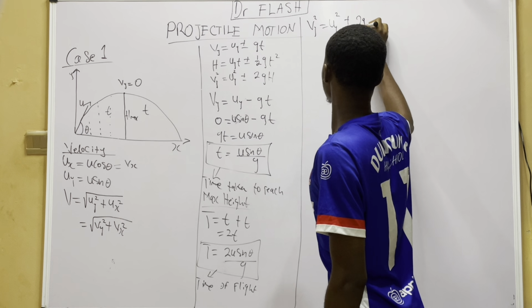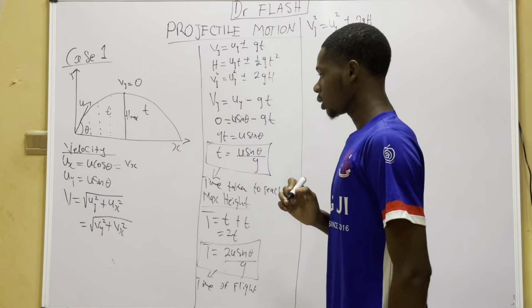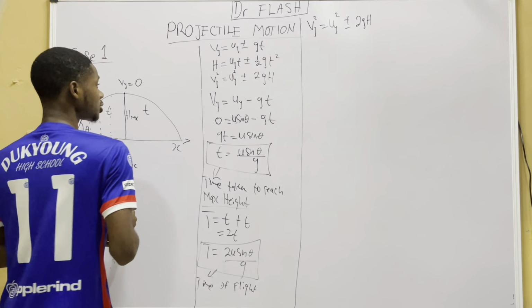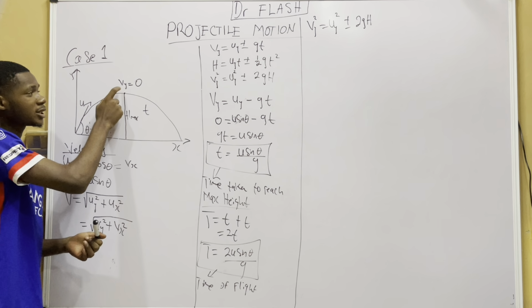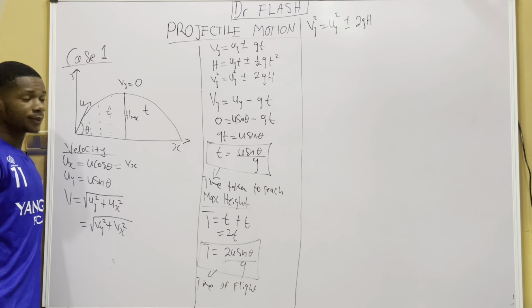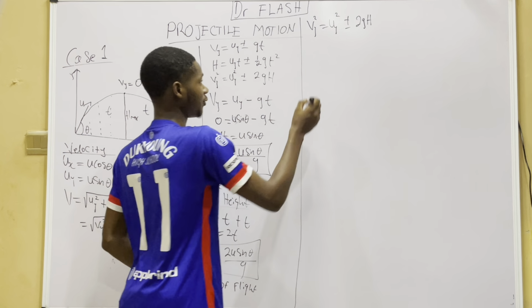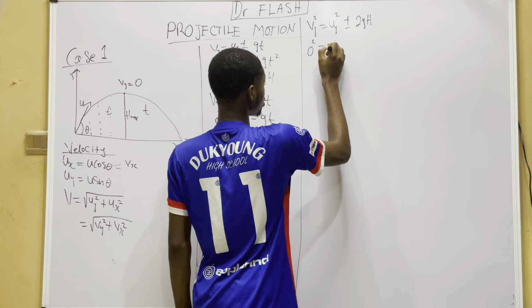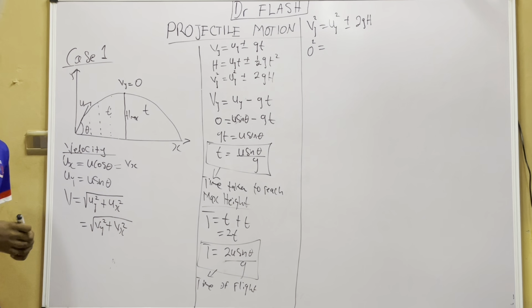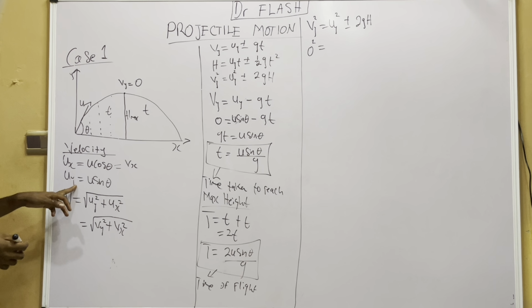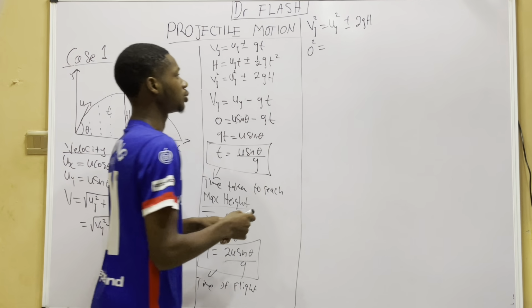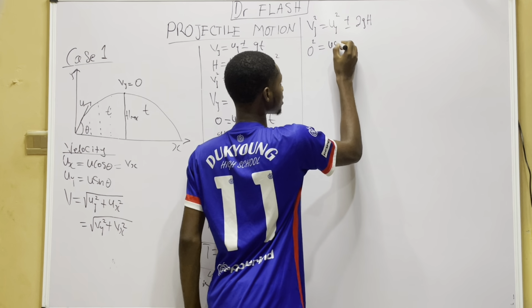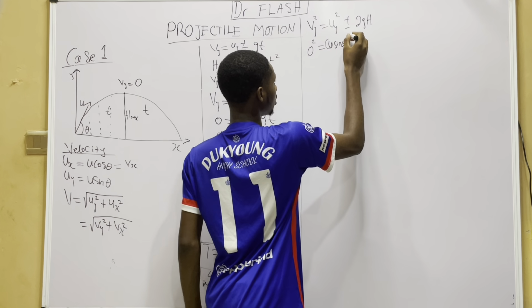Now, what are the conditions for maximum height? This is the maximum height. What are the conditions? In this case, vy is equal to 0. So I'm going to have 0 squared equals, what about uy? Now remember, uy is u sine theta. So uy is u sine of theta all squared.